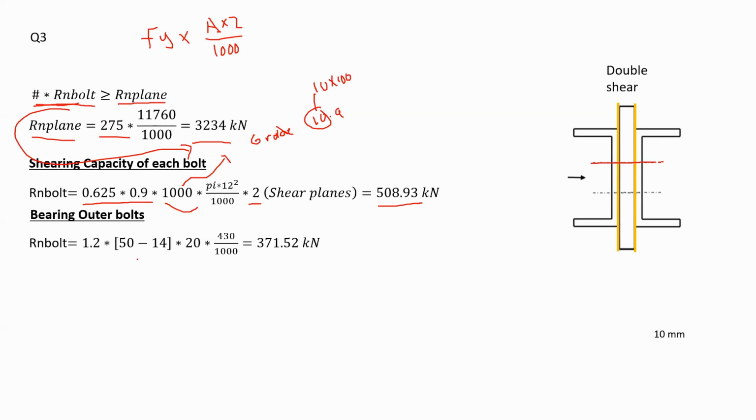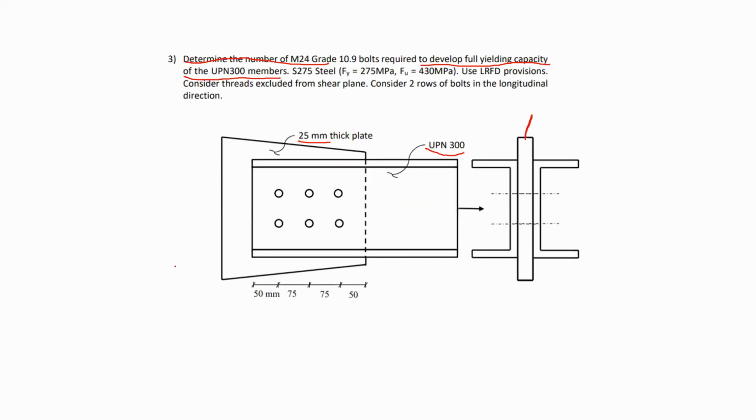Now, I would like to calculate the bearing of outer bolts based on this equation. In order to do that, I will go back to my problem. As you can see, the bearing of the outer bolts here, this bolt is outer for the thick plate, and those bolts are outer for the UPN 300. Notice that the distance is equal to 50 here and 50 there. So in calculating Lc, when you calculate from the outer edge to here and the outer edge to there, those two Lc values will be equal to each other.